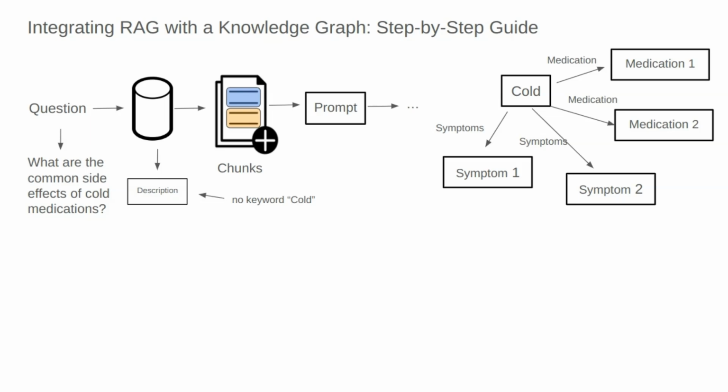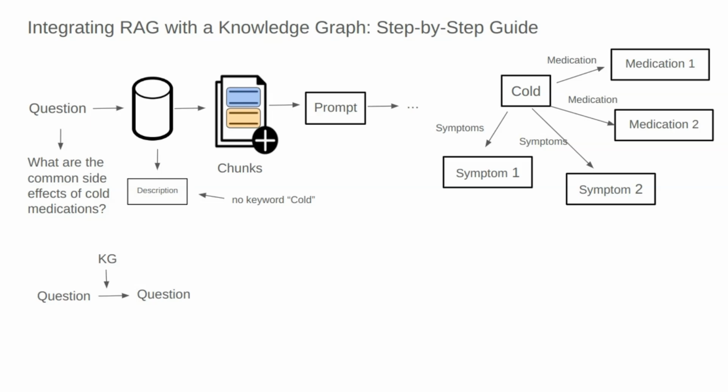Now let's consider how this graph can integrate with the RAG process. We revisit the question. One problem we can address is question expansion. For example, when the question mentions common cold medications, we can use the knowledge graph to identify specific medications, such as medication 1 and medication 2. Using this information, we can expand the question to, what are the side effects of common cold medications, such as medication 1 and medication 2? This makes the question more specific.